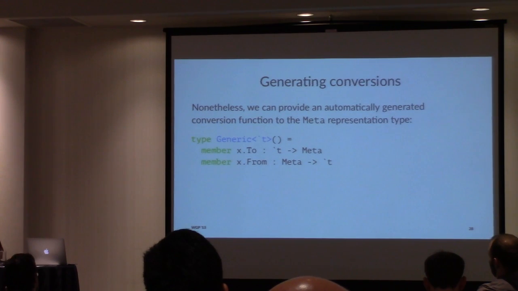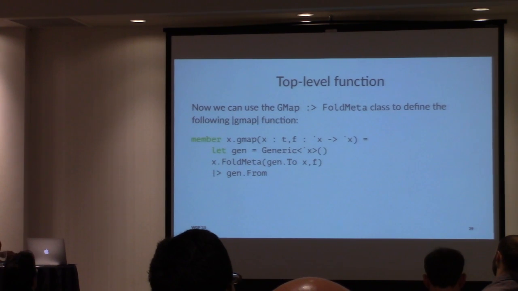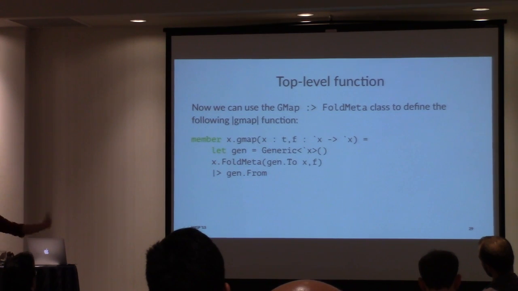But okay, we can soldier on, and we can provide automatically generated conversion functions which will convert to and from our meta type. So that's good. And now we can use the GMAP subclass of the fold meta class to define a GMAP function, which looks like this, where we take an X and an F. This is the generic thing which will do the conversions to and from the representation type which we generate. Then we call fold meta on X and pass our meta representation. That'll give us a new meta thing which we can then convert back to something of type T using gen.from.